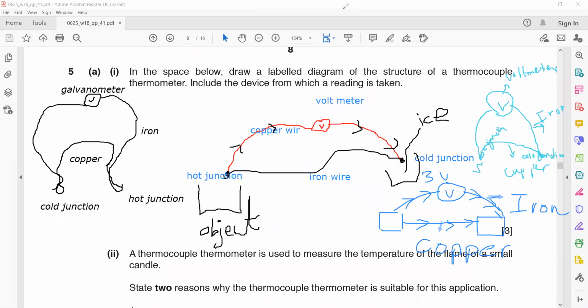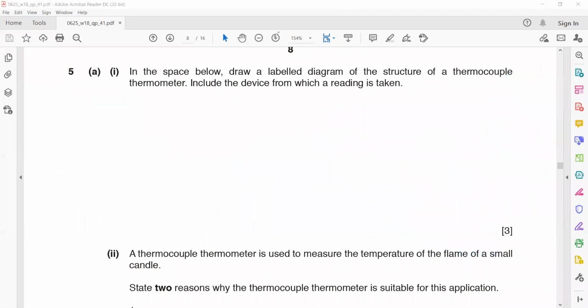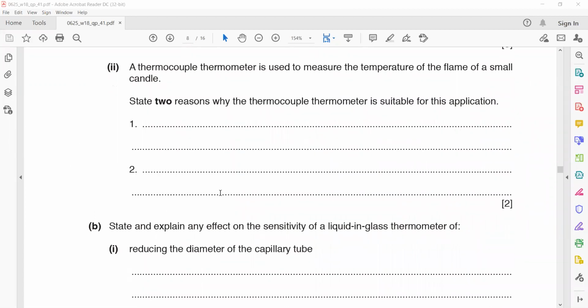Okay, thank you for your participation. Then the next question. A thermocouple is used to measure the temperature of a flame of a small candle. State two reasons why a thermocouple is suitable for this application, like why recording a temperature of a flame. So basically the advantages of a thermocouple.